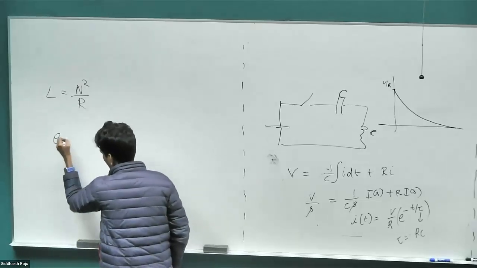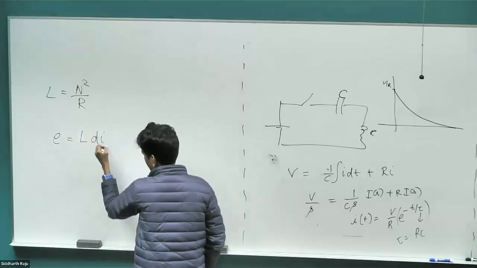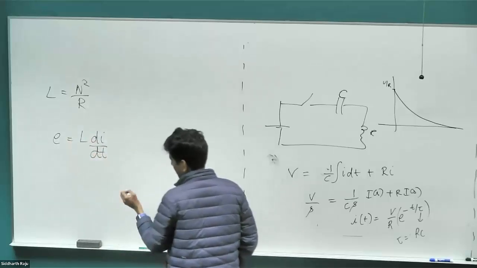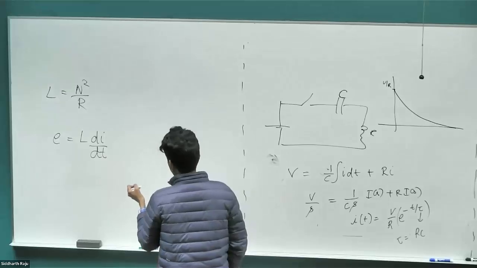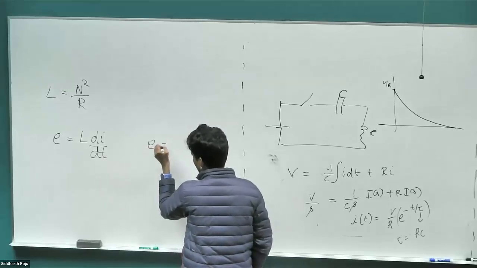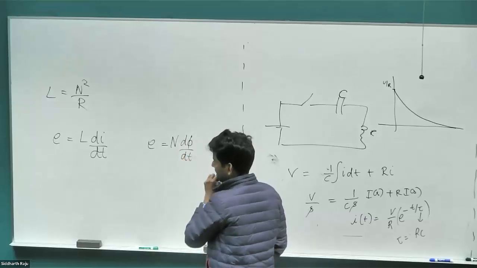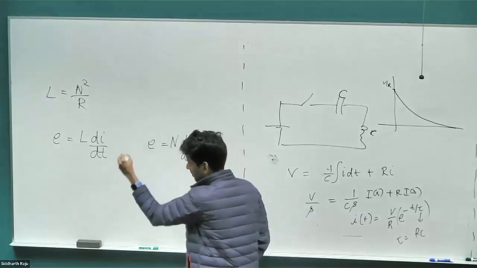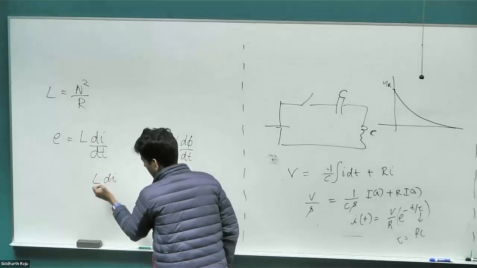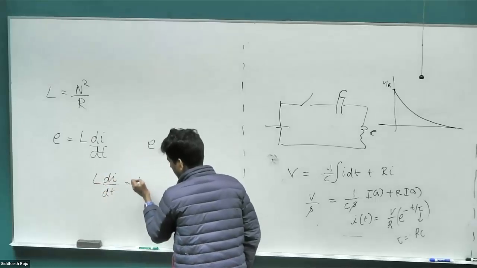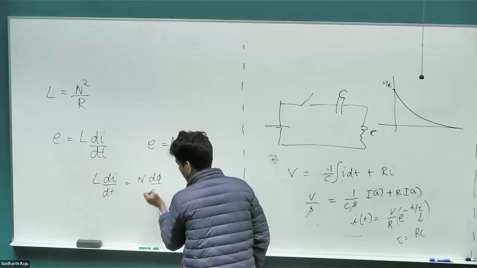We have two equations that we have already derived. One is something we can easily remember from the circuit course: V equals L di by dt. You must have known that. And the other one is N d phi by dt. This is our EMF equation. So let me equate them both. L di by dt is equal to N d phi by dt.